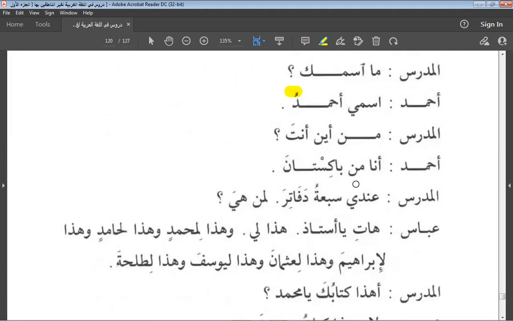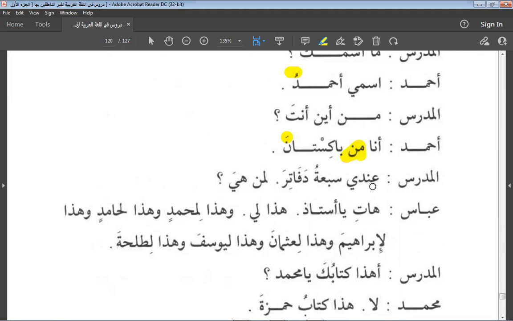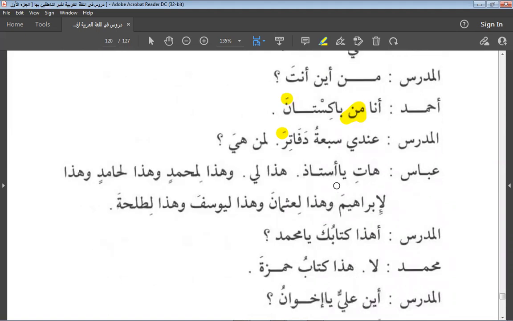من أين أنت? أنا من باكستان. Look at it. أنا من باكستان. Pakistan is a foreign name. عندي سبعة دفاتر. Look at it. عندي سبعة دفاتر, but it comes دفاتر because it is on the meter فواعل. So it's ممنوع من الصرف. I have 7 books. There's li here. Who does it belong to? Hati ya ustaz. Bring it, oh ustaz.